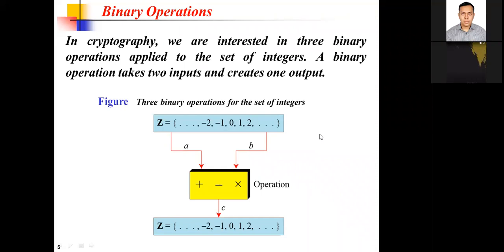In cryptography, we are interested in the binary operations. Binary means two values are there. We are interested in three binary operations applied to the set of integers only. A binary operation takes two inputs and creates one output. So, the three binary operations.